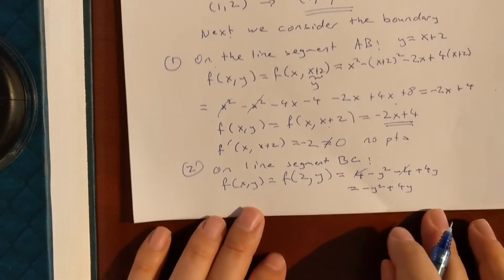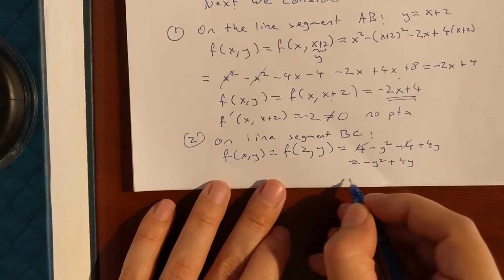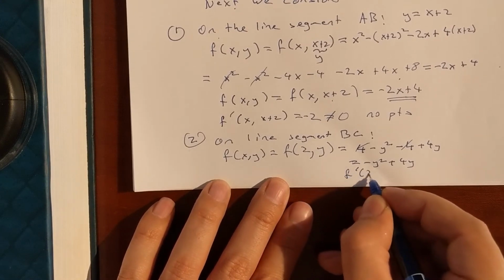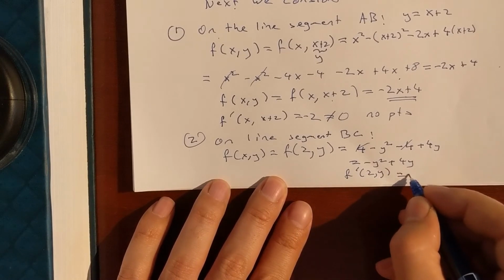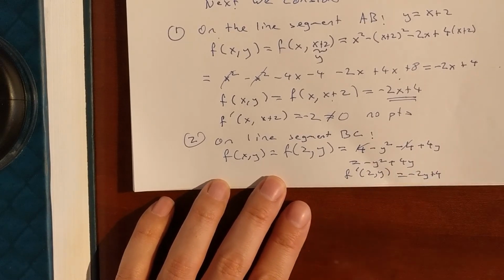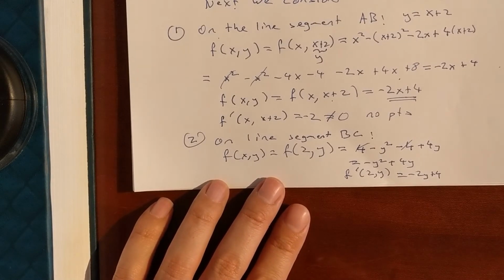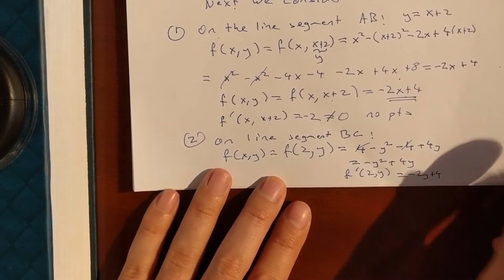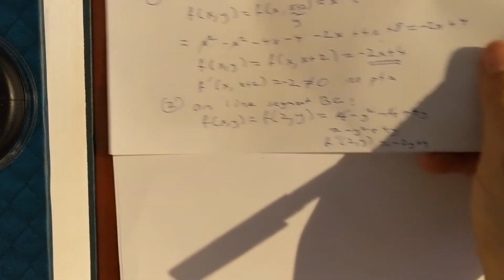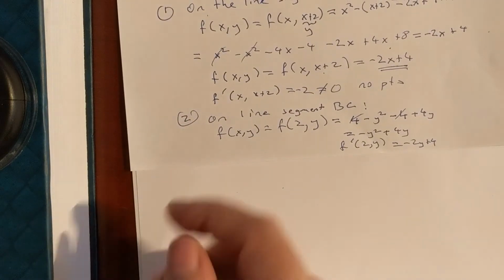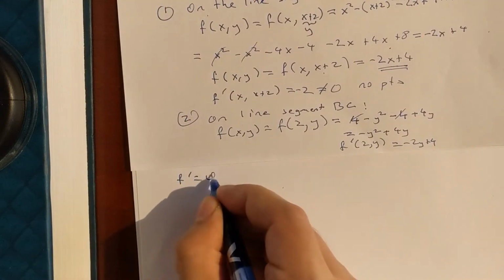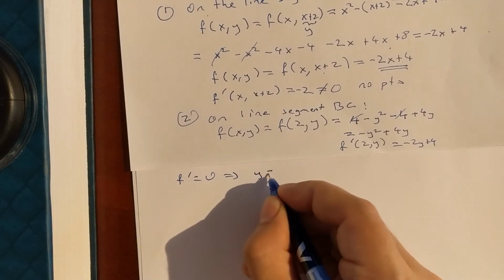If we finish it here, then f prime of 2, y, with respect to y of course, is going to be minus 2y plus 4. And when will this be equal to 0? Let's go on to the next page, it's too crowded here. I'll keep them together like this so you can see it. So f prime equals 0 implies y is equal to 2.